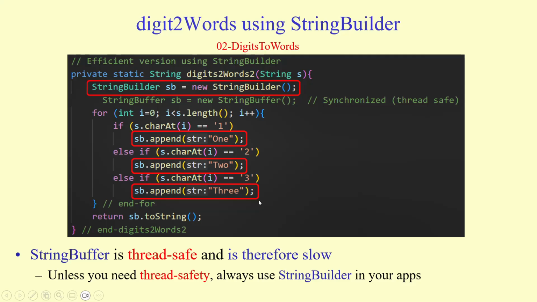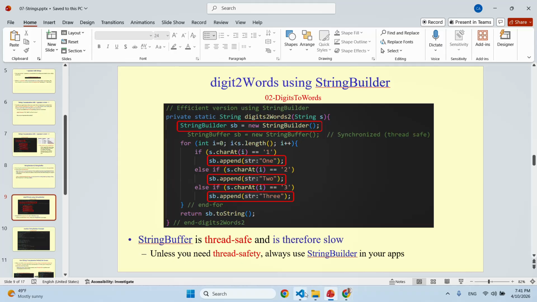There is an alternative class that you could use. It's called StringBuffer. It is thread safe and is therefore slow. Unless you need thread safety, always use StringBuilder in your applications. Thread safe means that if you had a multi-threaded application, multiple threads could be calling the StringBuffer at the same time, and it will still continue working. But StringBuilder will not work in multi-threaded environments. That's what this means.